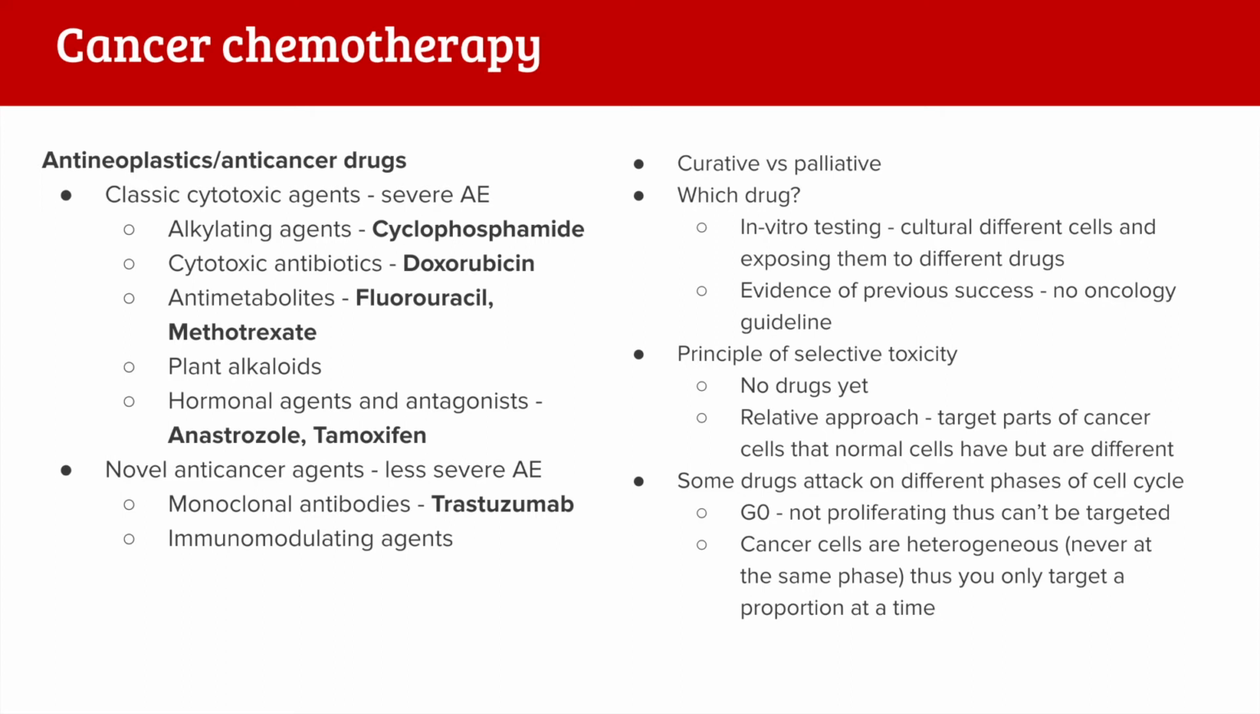Yeah. And lastly, some drugs attack on different phases of the cell cycle, like they can be specific to a phase, such as the replication phase or whatever. Yeah, and the thing is that cancer cells are heterogeneous, so they're never at the same phase. Therefore, when we take chemo, sometimes we can only target the proportion of cells that's at that specific phase, and then the rest we might have to wait for them to reach that phase in order for them to be targeted as well. And cancer cells at this G0 phase where they're not proliferating, we can't target them.